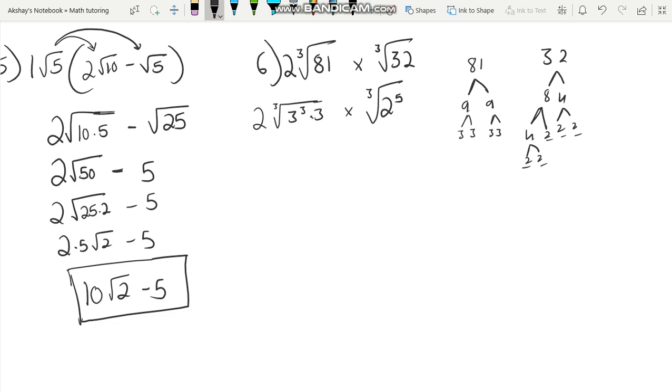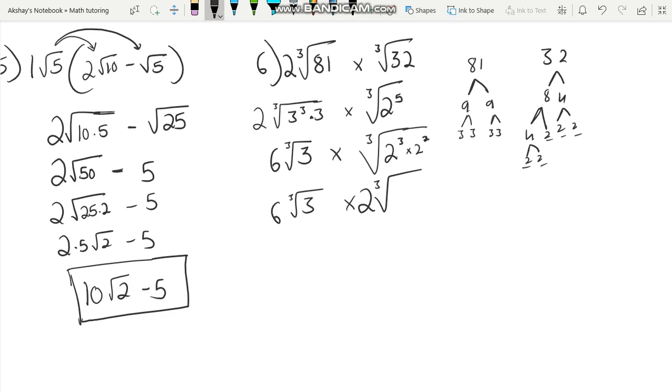Now because I have 3 to the power 3 and I have my index of 3, I can take 3 out. So I have 3 cube root of 3 times the cube root of 2 to the power 5, which here I can also represent as 2 cubed times 2 squared. Because I have the same base, I can add the exponents: 3 plus 2 is 5. I can take out my 2 because I have a 2 to the power of 3 and an index of 3. So I'm left here with 2 squared.